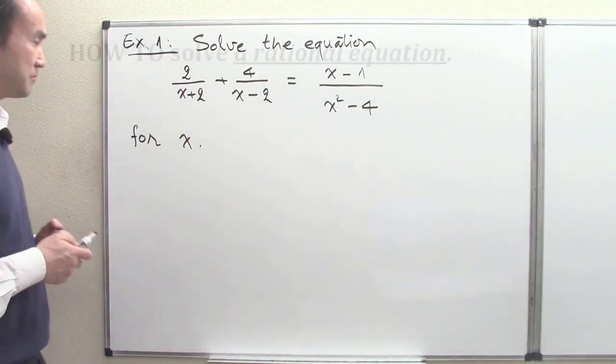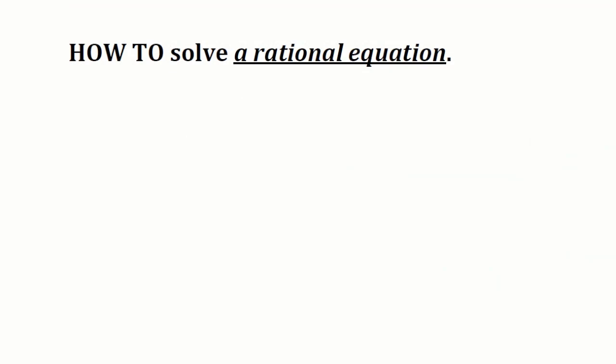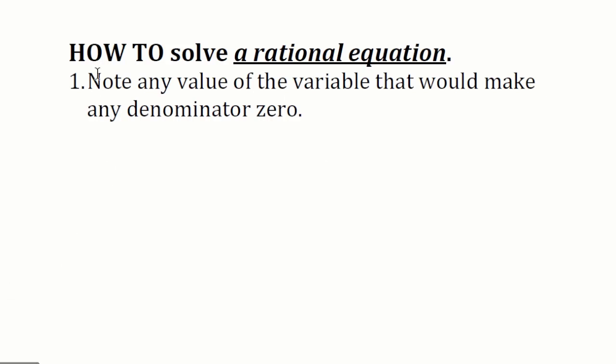For this particular equation, just like any other rational equation, we have a step-by-step instruction as a method. This is the how-to instruction for how we can solve a rational equation. The first step: we need to note any value of the variable, or another way of saying it, any value of the unknown, that would make any denominator 0. We need to note any value of the variable that would make any denominator 0.